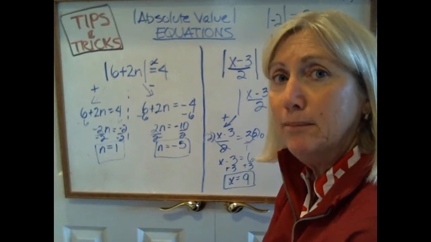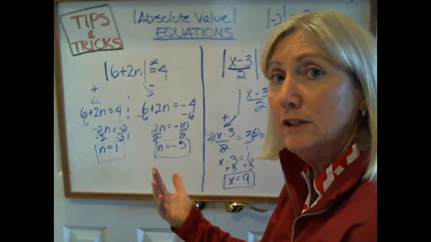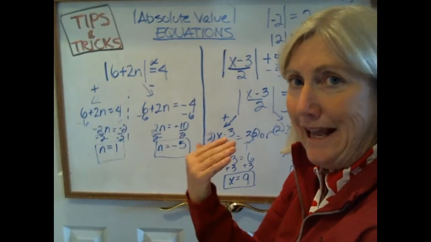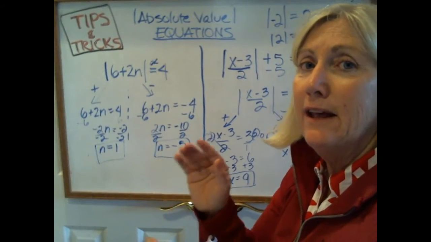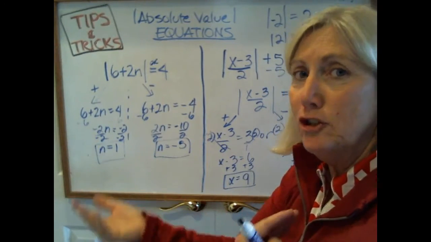One of the mistakes I see people do with absolute value equations is they forget about the negative answer. And they just do one. So you won't get full credit for that. The thing about absolute value is there's two answers.